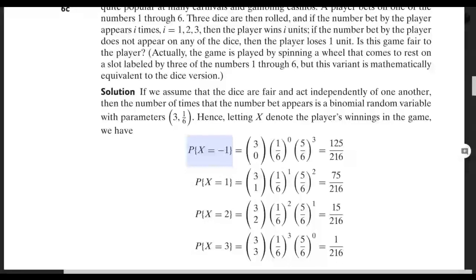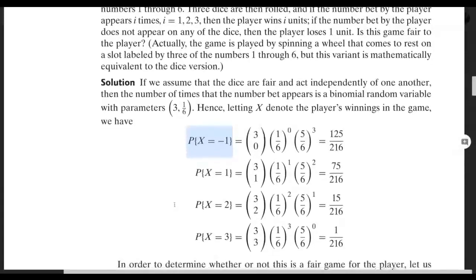Oh, okay. But why do you think they use X equals -1? Because when you get I equal to 1, 2, 3, you win I units. But if you get I equal to 0, you lose 1 unit. So you lose 1 if I is 0. But if you get I equal to 1, 2, 3, then you win 1, 2, 3 units, depending on what I is. Okay. All right. Thank you. I think that maybe that helps everybody.